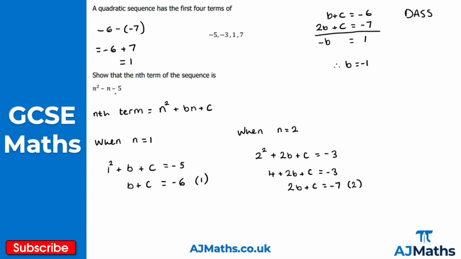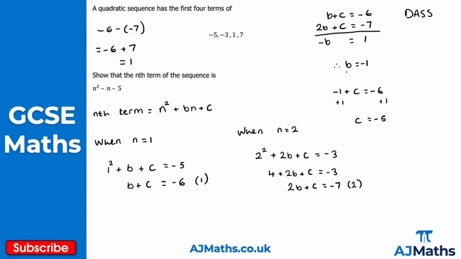That should be minus n. So that would be correct here. And all we need now is c. So in that case, I can just substitute this back into either of these equations. It makes sense to put it back into the top one here. So b plus c, so if b is minus 1, that's minus 1 plus c is equal to minus 6. Add 1 to both sides here to balance the equation. And what I'm going to get then is c is equal to minus 5 there.